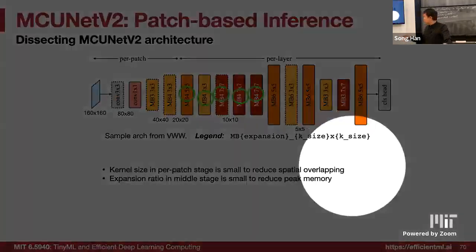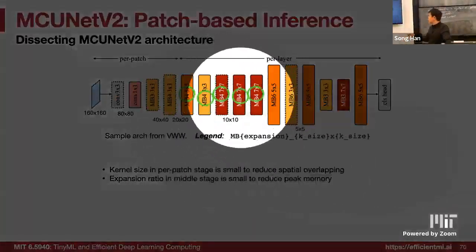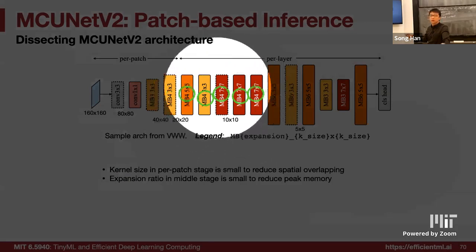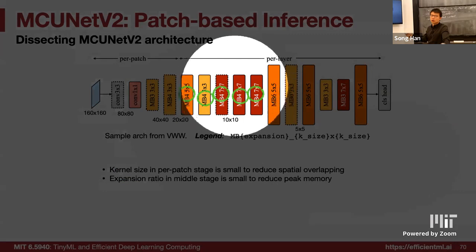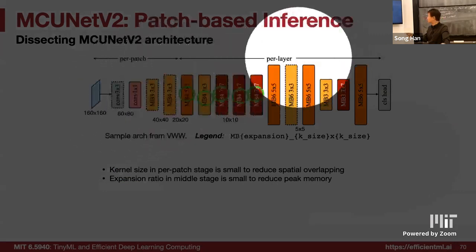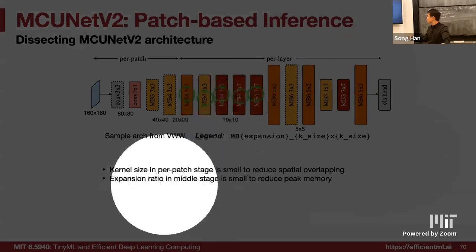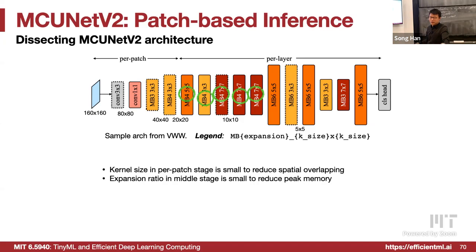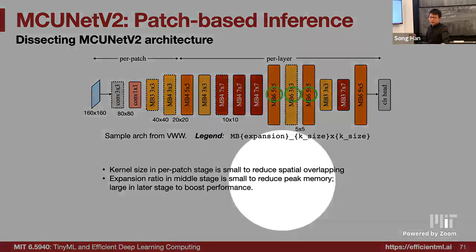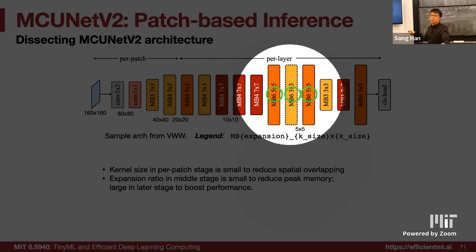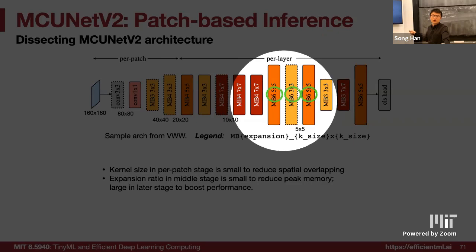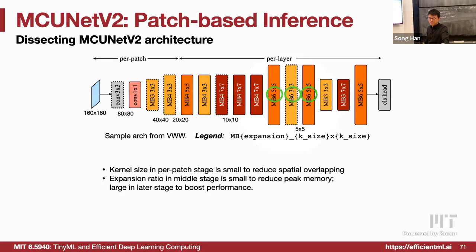In the middle stage, the expansion ratio is actually small to reduce the peak memory, because here the downsample layer is not too many, so the resolution is relatively big. It's not as big as here, but it's much bigger than those later stage. So the expansion ratio in the middle stage is small to reduce peak memory. And the expansion ratio in the later layer is getting much larger, much wider here, because the resolution after a lot of downsample is already pretty small. So you can fit a much larger width.